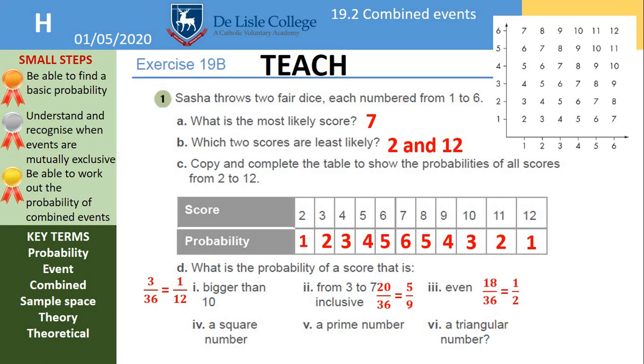An even number is 18/36, which is 1/2. A square number, so 4 or 9 for your square numbers. So that's 7/36. A prime number, so 2, 3, 5, 7, 11. So that'll be 15/36, which cancels to 5/12.